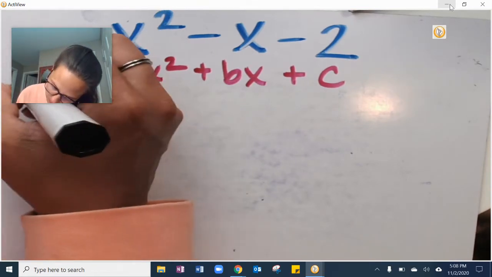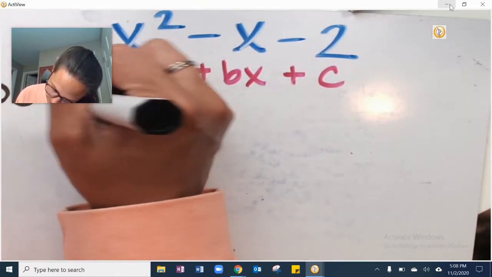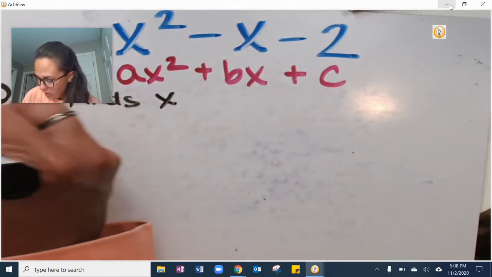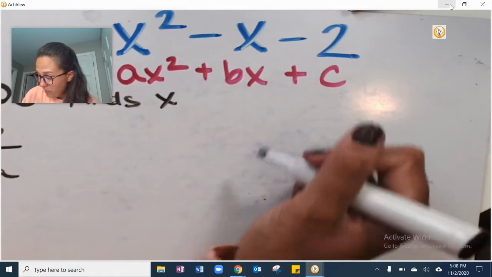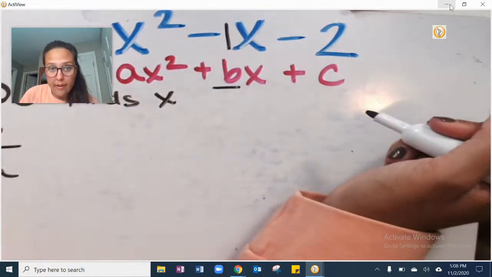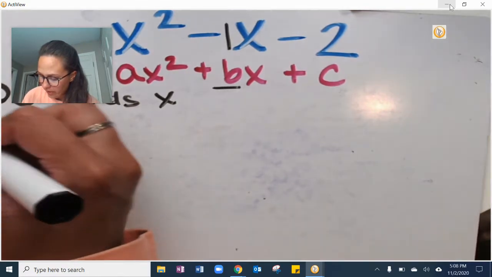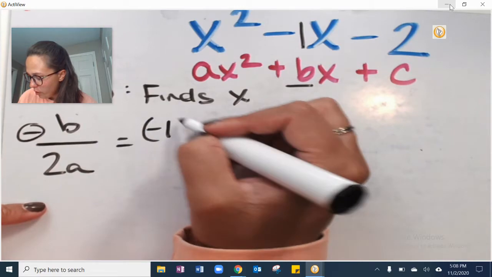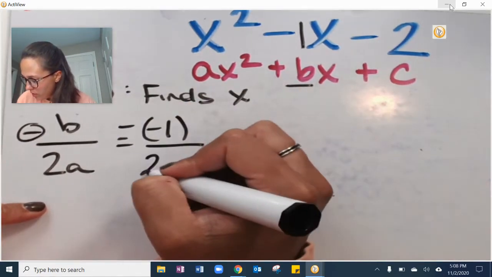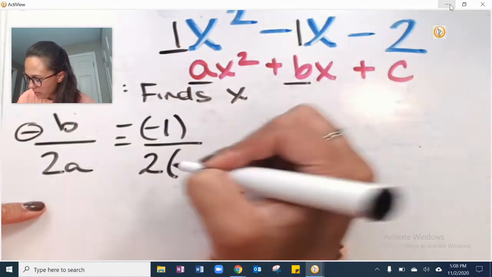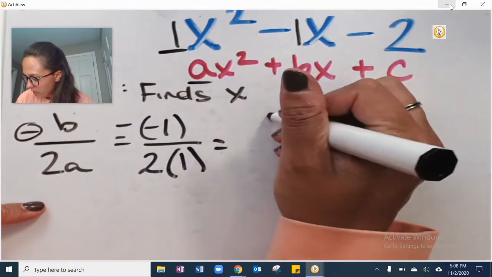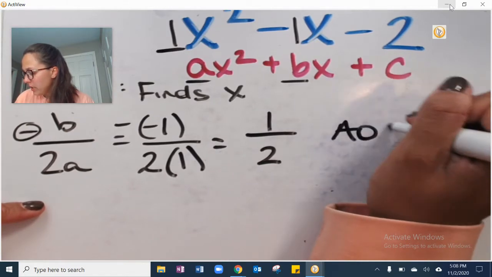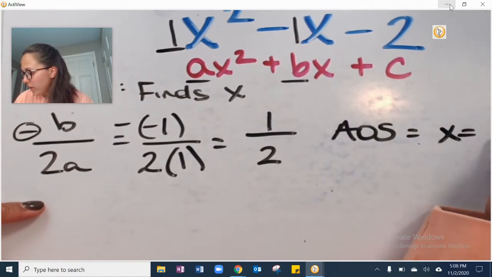So axis of symmetry, remember it only finds x. So negative b all over 2a. So the b value is going to be negative 1. So there's a negative here and a negative in front of the 1, so make sure you account for both. Over 2 times a is positive 1. So a negative times a negative is a positive. 2 times 1 is 2. Therefore, our axis of symmetry is x equals 1/2.